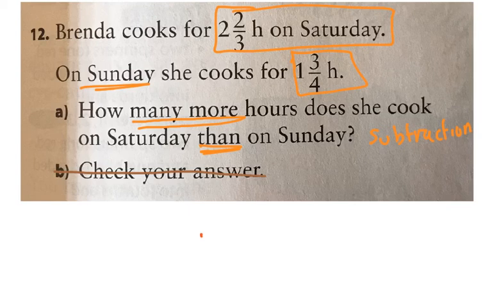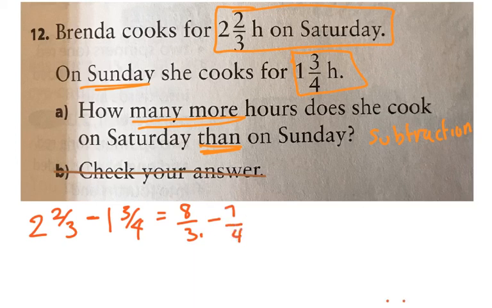All right, subtraction. 2 2/3 subtract by 1 3/4. Okay, so we'll do this one in our head. Improper fraction. 2 times 3, 6. 6 plus 2 is 8, 8/3. Subtract 1 times 4, 4, plus 3 more, 7/4. Okay, we got to find that common denominator. Happens to be 12.